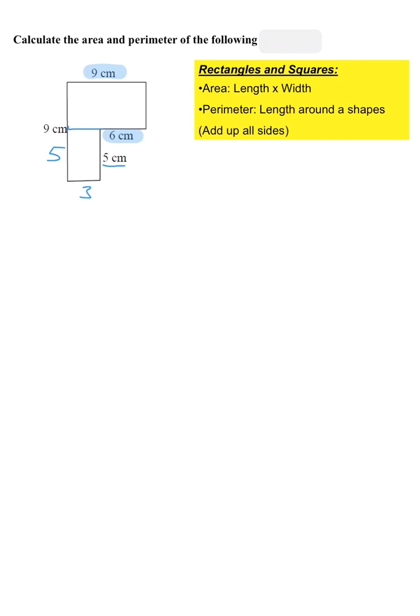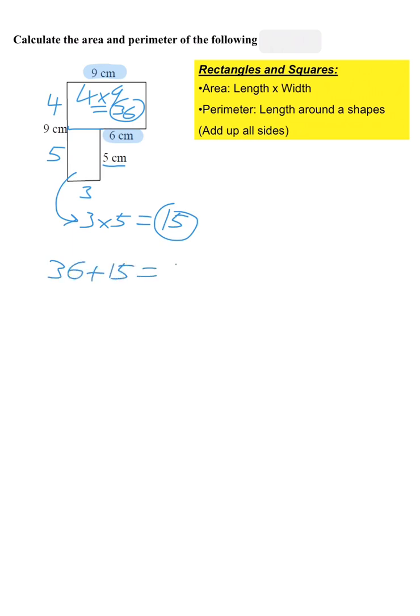So now for my area, I can do 3 times 5 to get the area of this section, which would be 15. And then for the other region, so remember the total length is 9, and I know that the bottom part is 5, so it means the top part must be 4, because 4 plus 5 is 9. So for this one, I'm going to have 4 times 9, which is 36. So then I'll do 36 plus 15, and that will be 51 centimeters squared.